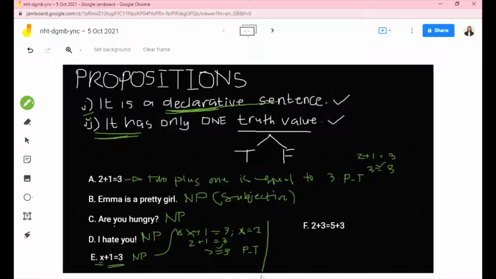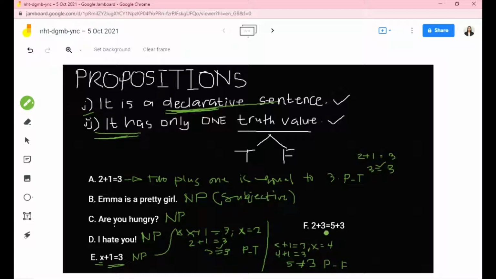Or we can have x plus 1 is equal to 3 such that x is equal to 4. Now we'll be substituting 4 to x. 4 plus 1 is equal to 3. 4 plus 1, that is 5, equals 3. We know for a fact that 5 is greater than 3, so this is false. However, it can be considered a proposition. So it's a proposition and its truth value is false.